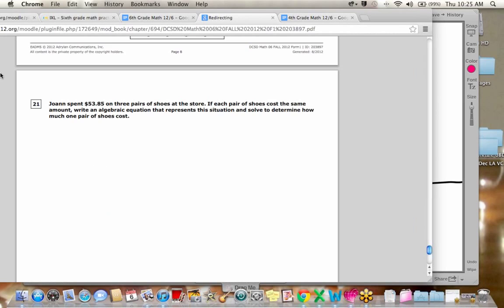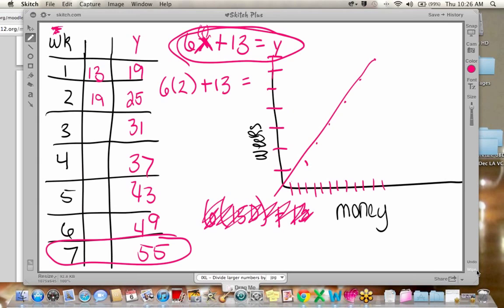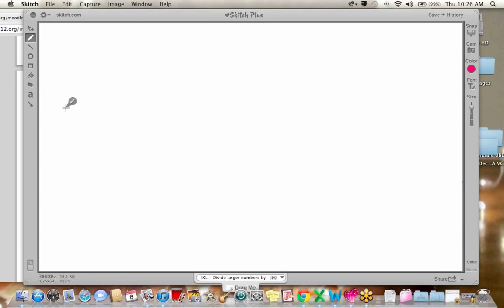Joanne spent $53.85 on 3 pairs of shoes at the store. If each pair of shoes costs the same amount, write an algebraic equation that represents this situation and solve to determine how much one pair of shoes cost. Perfect. Okay, so it sounds a lot harder than it is. It's a division problem. She spent $53.85 total, divided by 3 pairs of shoes. There's your algebraic equation. Now you actually have to find the answer.